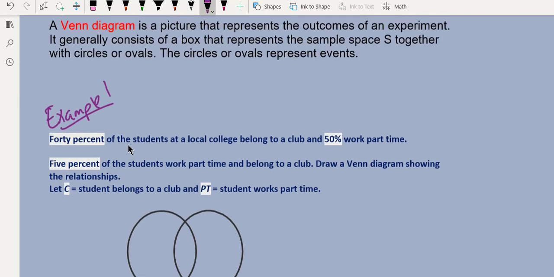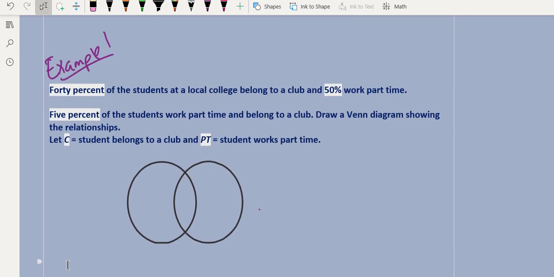So if I look at this, don't want to give it away just yet. If I look at this, I can say that my first circle can be my C, right? This would be C, okay? And then my second circle would be the PT, and the space in between would be the C and PT, right? Now, what does C represent? C represented 40%, if I'm not mistaken. 40% of the students at the college belong to a club. So that will be 0.40, right?